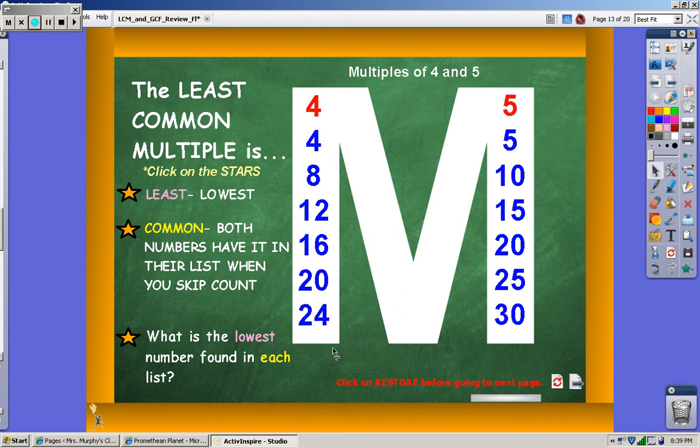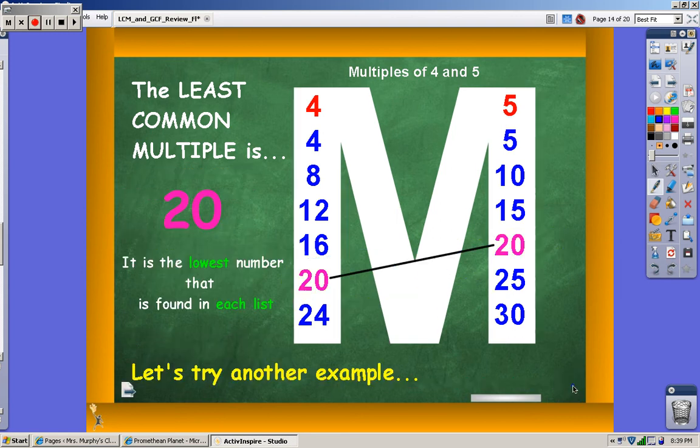What is the lowest number found in each of these lists? Well, let's see. 4. Okay, there's some 8s and some 10s. Nope, I don't see anything lining up there. We have a 15, 12, 16. Oh, I see a 20. That is the number that shows up in both of the lists. So that is their first multiple that they share. 20 is the lowest one found in each of their multiple lists.